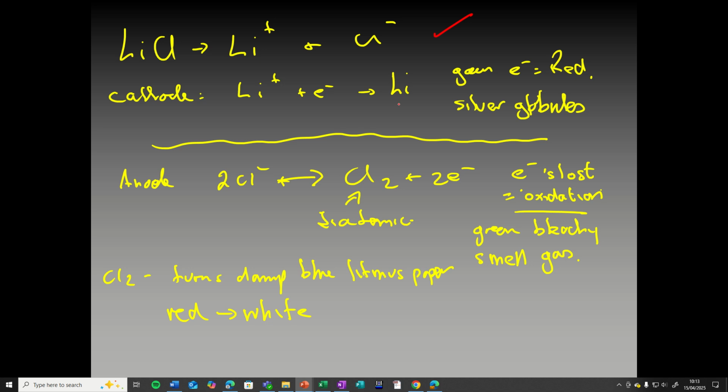At the cathode, which attracts the positive ions, the lithium ions are going to turn into lithium metal. That means that it needs only 1 electron. Okay, that means that it's reduction. You're going to see silver globules because lithium is a metal.